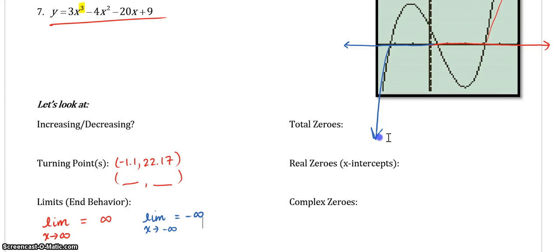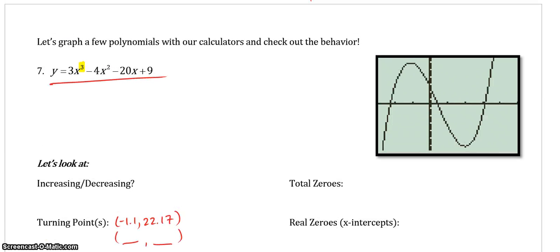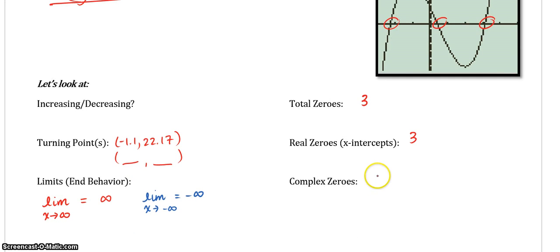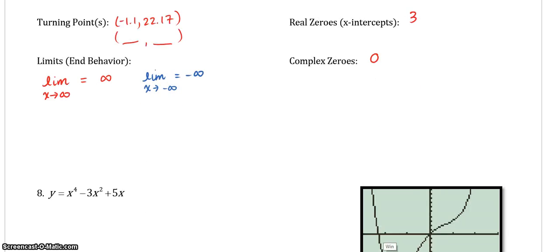All right, total number of zeros. Well, when I look at this, I can see there'll be 3. I wasn't sure before if they would be real or complex, but since I can see 3 clear x-intercepts, I have 3 real zeros, and in this case, I would have 0 complex zeros. Let's try one more and we'll call it a day.